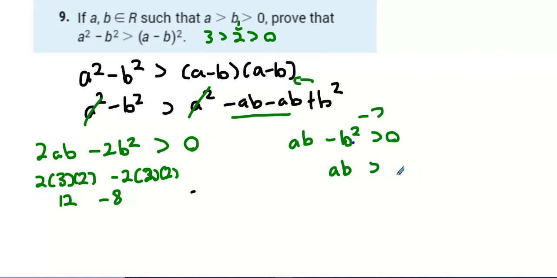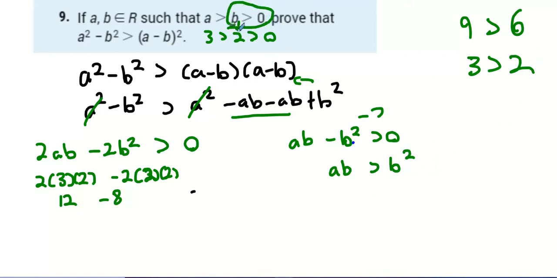Can anybody tell me? It's really easy now, actually. Am I allowed to divide both sides by b? Yay or nay? I'm allowed because b is positive. Example, 9 is bigger than 6. Divide both sides by 3? Absolutely. So I'm going to divide both sides by b because I know that b is a guaranteed positive number. So is a bigger than b? Yeah. So this means this whole system is true, and I've proved it.